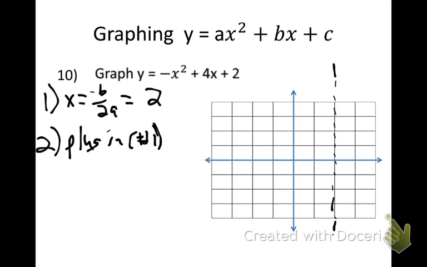Well, when I plug in number 1, I get my vertex. Where's my vertex located at? Vertex located where, Colton? 2, 6. So I get the coordinate up there.